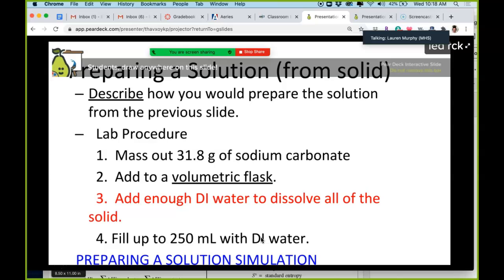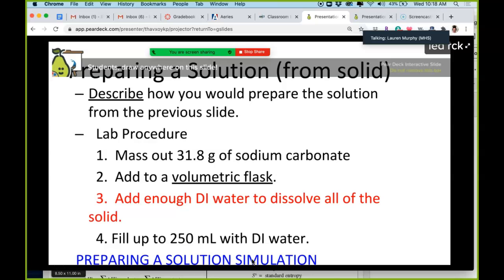So for right now, I'm going to give you a simulation of how you would actually prepare a solution in the class from a solid. You're going to have to calculate how much you need of the solute, and then you're going to prepare it. There are 5 different examples. I want you to try to get through as many as you can. I'm going to give you about 5 to 7 minutes to do this on your own.